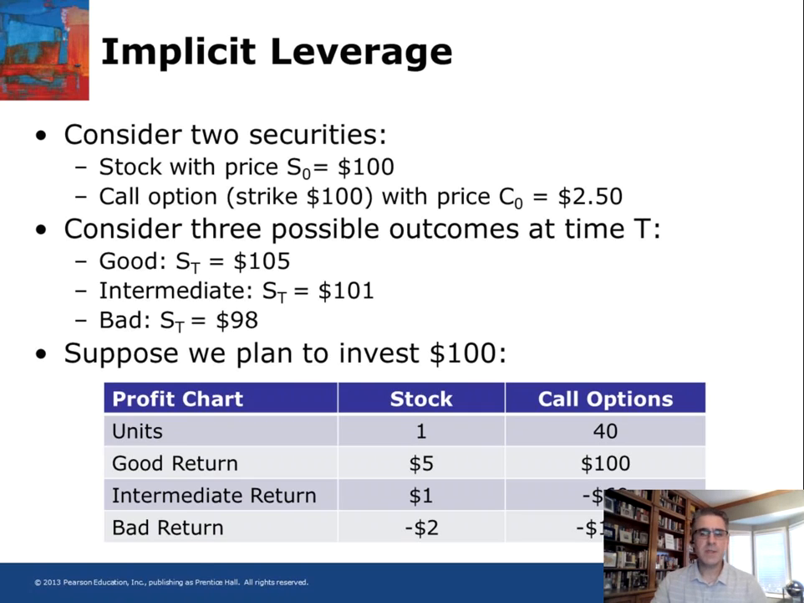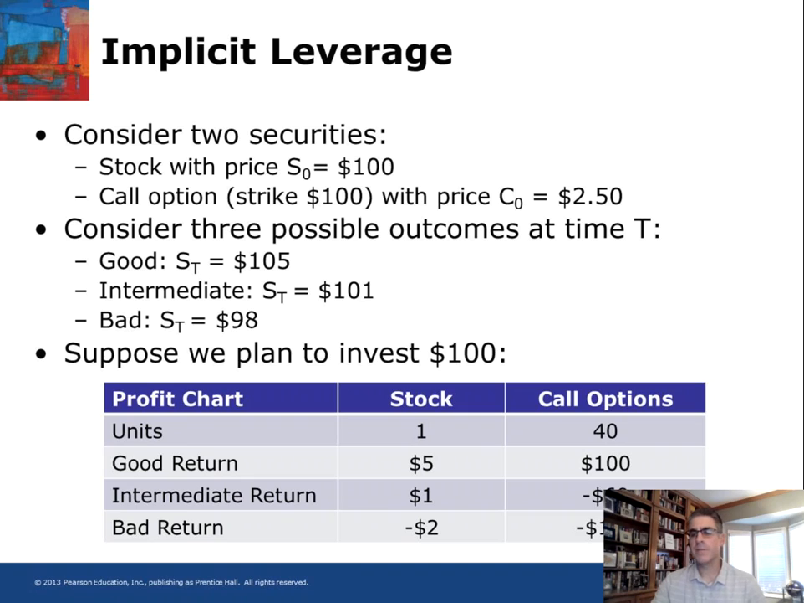Let's look at what happens based on some very small movements in the stock price by the end of the call option period. To keep things simple, we'll ignore the time value of money here and just assume that our interest rate is zero. If the stock price increases to $105, then our strategy of buying the share of stock would provide us with a return of $5, since we paid $100 for an asset that is now worth $105. If we had purchased the call options instead, we would exercise them and would receive $5 for each of the 40 options. Thus, we would receive $200 for an initial investment of $100, so we have doubled our money with a $100 return.